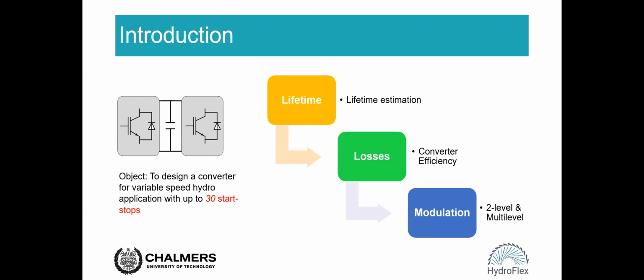The core part for us at Chalmers University is the power converter. The objective is to design a converter for this variable speed hydropower generation with up to 30 starts and stops per day. The large number of starts and stops means a frequent cyclic behavior of the converter, especially temperature swings inside the converter. This will have a great effect on the lifetime of the converter. Therefore, we need to study the losses of the converter.